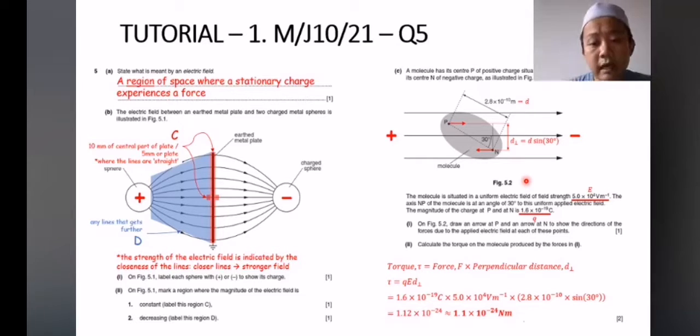The answer of the torque is equal to approximately 1.1 times 10 to the power minus 24 Newton meters, or 1.1 times 10 to the power minus 24 joules lah. Pun boleh. Tapi kita guna kat sini Newton meters. Alright, so that concludes question number 1.